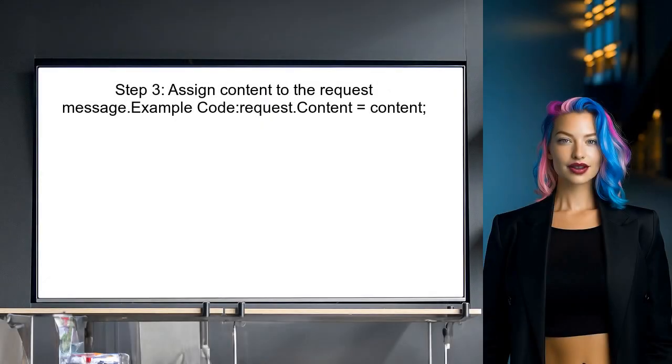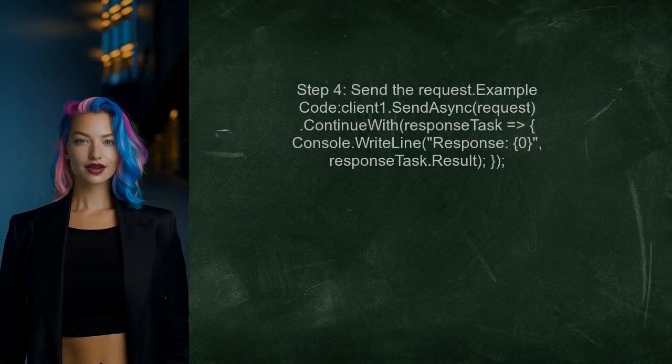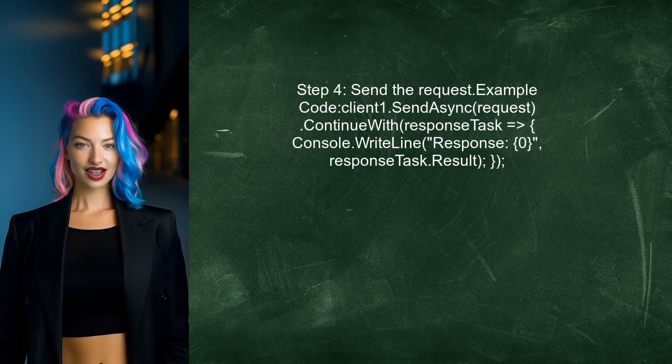After that, the user needs to assign the content to the request message. This step is crucial to ensure that the request is sent with the correct headers. Finally, the user can send the request using the send async method. This will execute the request without the unwanted charset in the header.